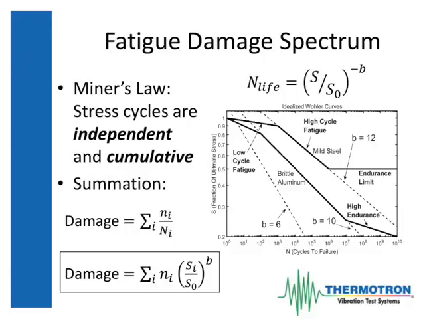Now in practice, you don't normally know that normalizing constant S naught, so ideally you'd like damage to add up to 1, and that means the product fails. In practice, you have some arbitrary constant that damage gets up to, and then a statistical distribution of when the product fails. But nevertheless, you can think about damage in terms of adding up, that equation at the bottom, the number of stress cycles at each given stress times the stress raised to the fatigue exponent B.